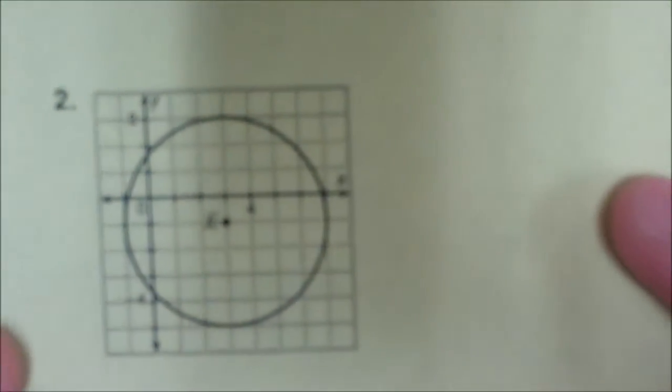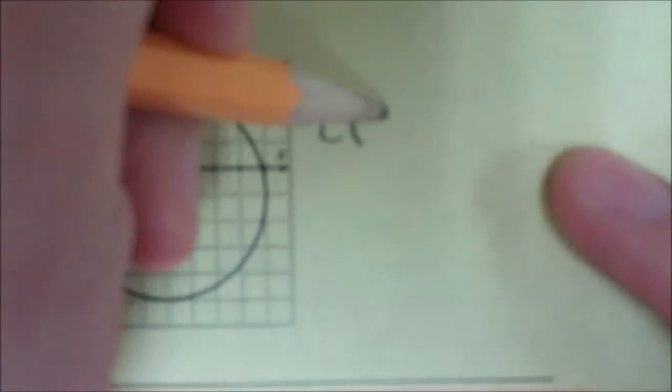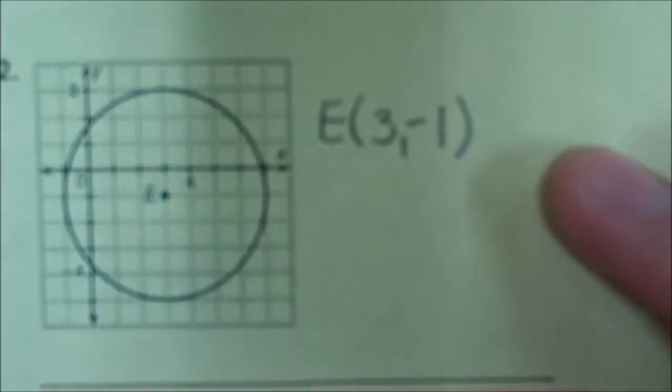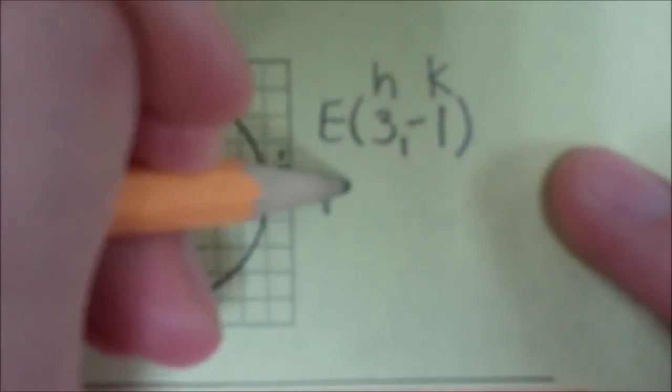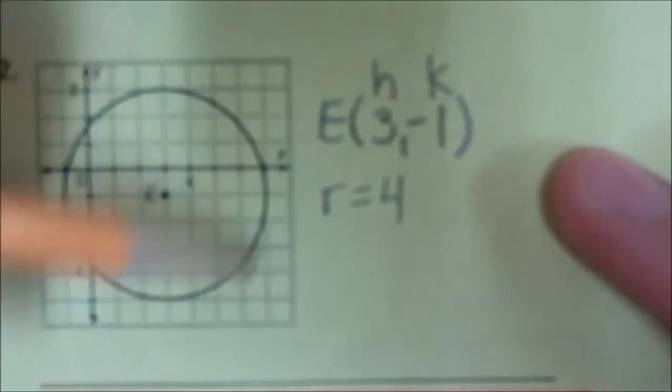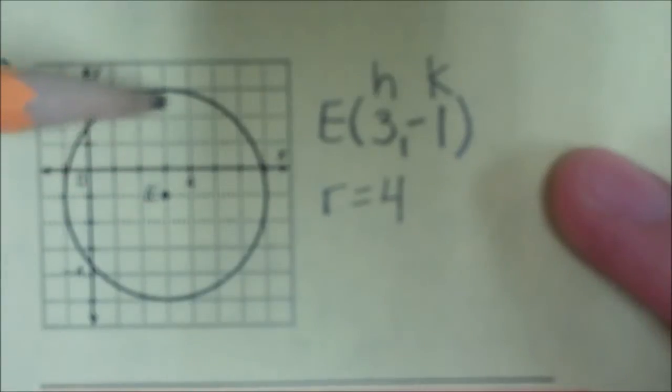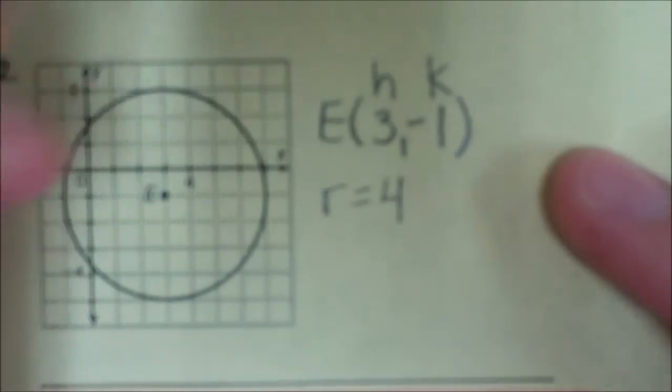We're going to do one more, number 2. We're going to identify our center. That's letter E. Our center is at the coordinate 1, 2, 3, down 1. So 3, -1. This is my H, this is my K. From there, I'm going to identify the radius. So from the center, I'm going to count out 1, 2, 3, 4. Now remember, it's from the center to the outer circle, 1, 2, 3, 4. So from any point, it should be 4.